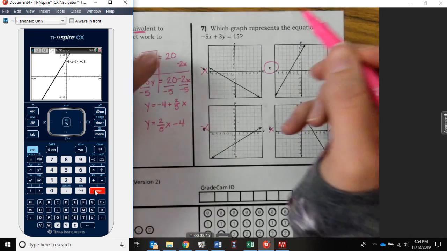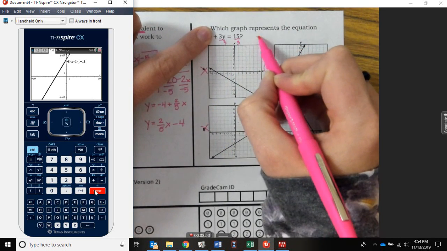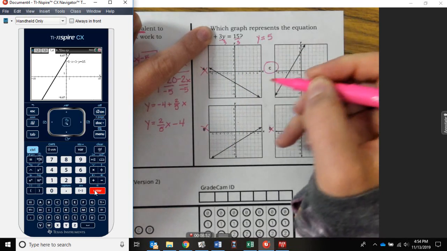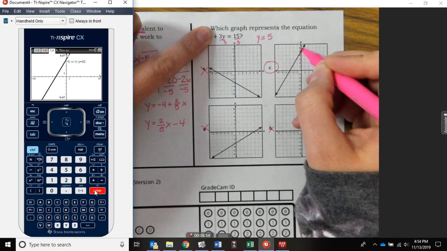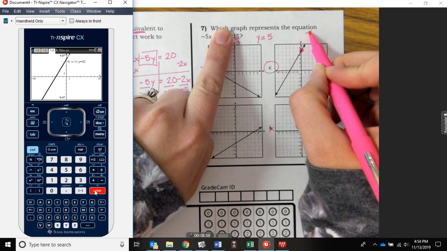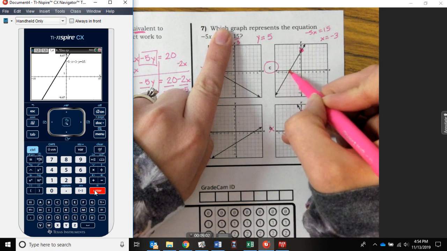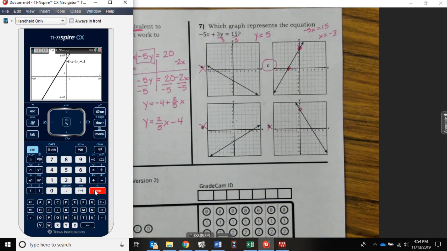The other thing you could have done is said, hey, my y-intercept, if I divide by 3, my y is 5, and so that would have been here and here. And then if I take this one and I divide, and I have negative 5x equals 15, that means x equals negative 3, which is here. And that could have also given you your answer.